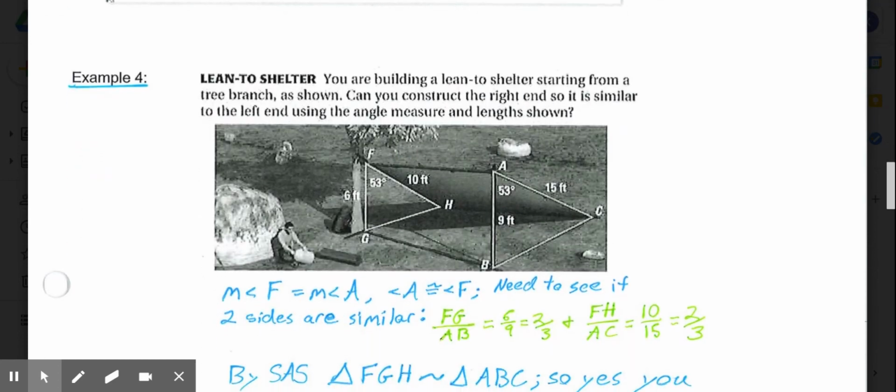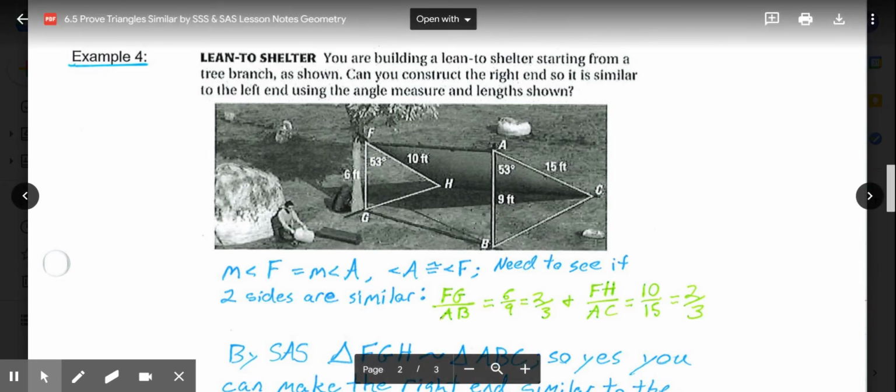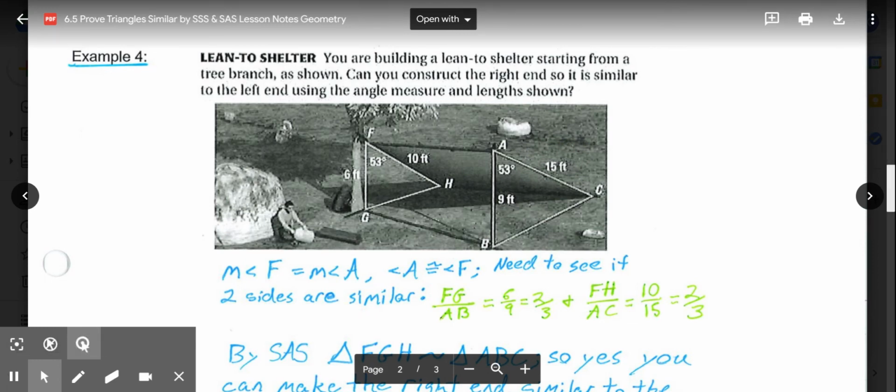So let's look at example 4, talking about a lean-to shelter. You're building a lean-to shelter, starting from a tree branch as shown. It's asking, can you construct the right end so it is similar to the left end using the angle measures and lengths shown? Here's the part they started with related to the tree. We had a measure of 6 feet, a 53-degree angle, and a 10-foot measurement. Then for the part they're asking about, we had angle A of 53, side AB of 9, side AC of 15. So let's see what we already know.